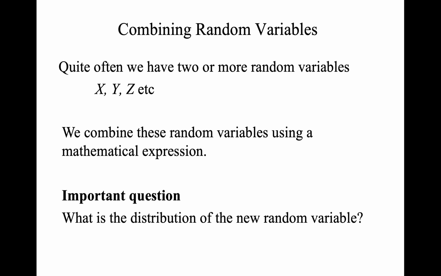So in the meantime, if we want to combine random variables, quite often we have two or more random variables X, Y, Z, etc. And we combine these random variables using a mathematical expression, through mathematical modeling, for example. An important question: what is the distribution of the new random variable?